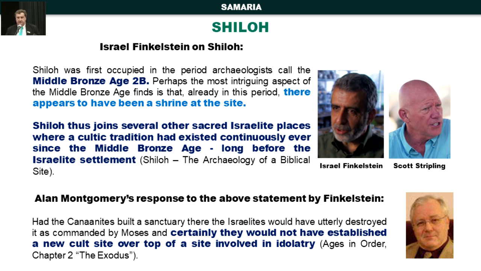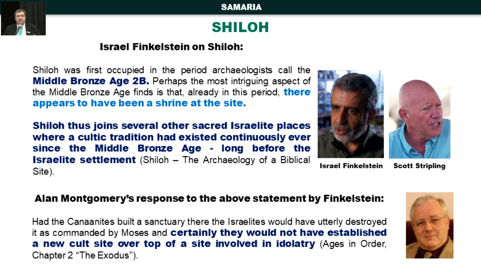Now, like Finkelstein, the current head excavator, Scott Stripling, advocates that the first inhabitants of Shiloh were the Canaanites, based on the standard view that the conquest occurred during the late Bronze Age. And Deuteronomy 6:10-11 states that God would give them large and beautiful cities which you did not build, and houses full of good things which you did not fill. Now, is that true in light of there being a Middle Bronze Age shrine there?